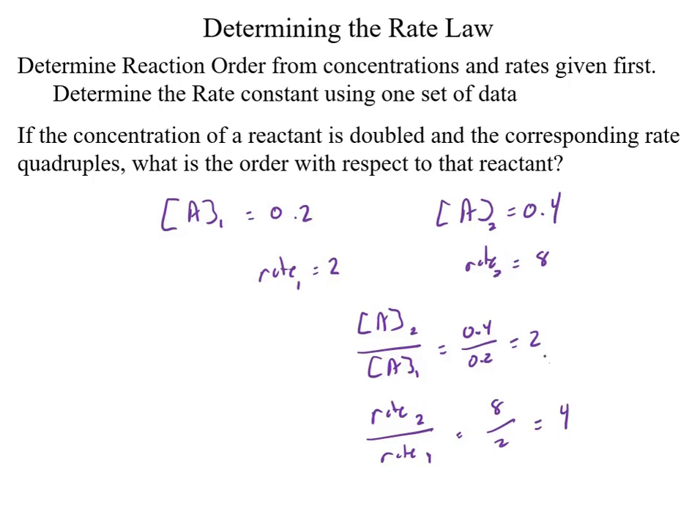Then 2 raised to what power is going to equal 4? And x is going to be equal to 2. So therefore, the order with respect to A is going to be 2. Okay? And that's what we're going to be doing in the next couple of videos.